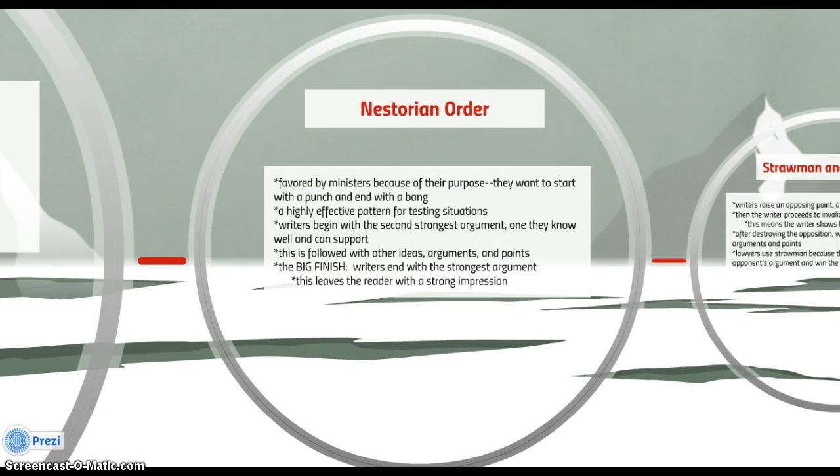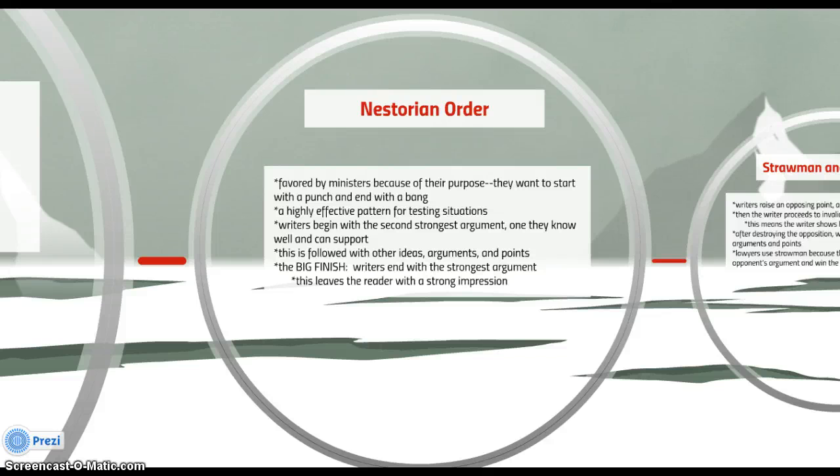The next type of essay pattern is called Nestorian order. Nestorian order is one that's used a lot by ministers because of the purpose that ministers have for what they say. They want to start off with a punch and end with a bang. This way, their parishioners are left with a big impression at the end of the sermon.